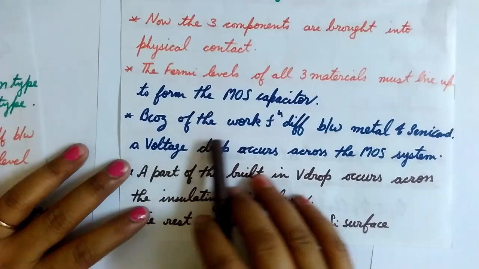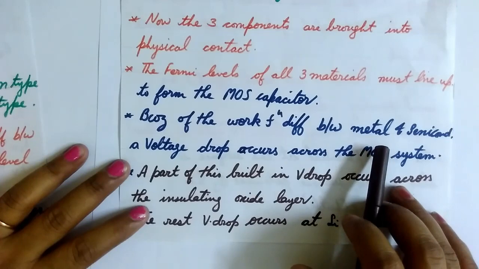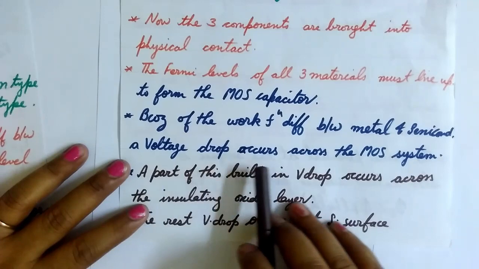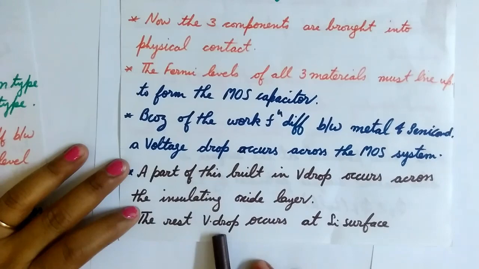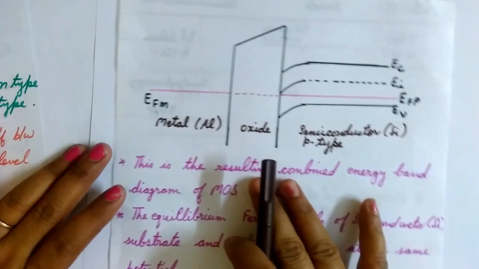Now because of the work function difference between the metal and semiconductor, these two have different work functions. So for this reason, when they are brought closer, a voltage drop occurs across the whole MOS system, and this voltage drop can be seen as the built-in voltage drop across the SiO2 layer, and the rest of the voltage drop can be seen at the silicon surface. Now we can see it with the help of a diagram here.